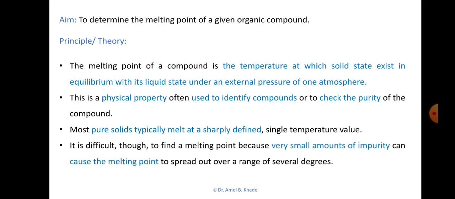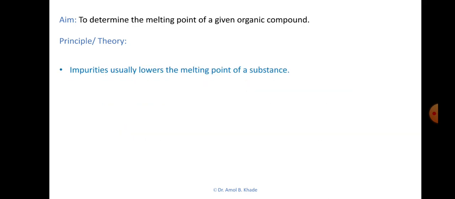Okay. So it is difficult though to find a melting point, because a very small amount of impurity can cause the melting point to spread over a range of several degrees. It depends on sample to sample, and also on what kind of impurities are contaminating your original sample. Impurities usually lower the melting point of the substance, because they are present in a minute quantity compared to your original sample. If those impurities have a lower melting point than your original sample, obviously they will start melting first, before your substance melts.